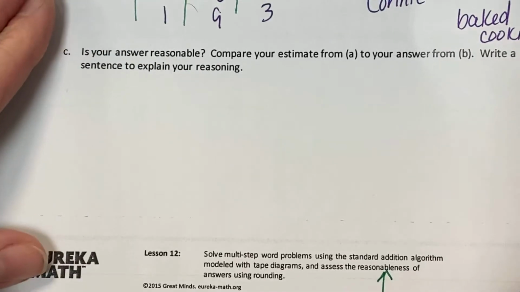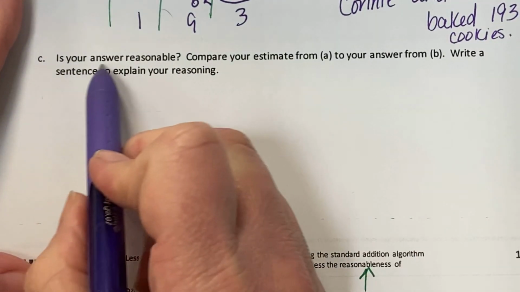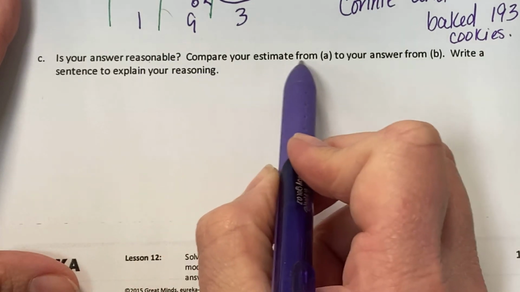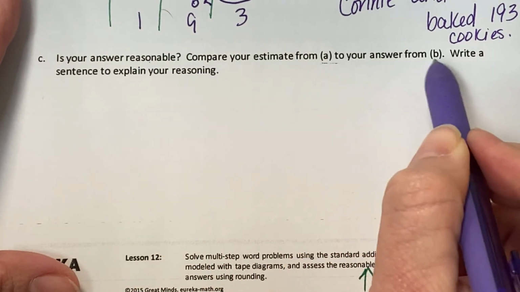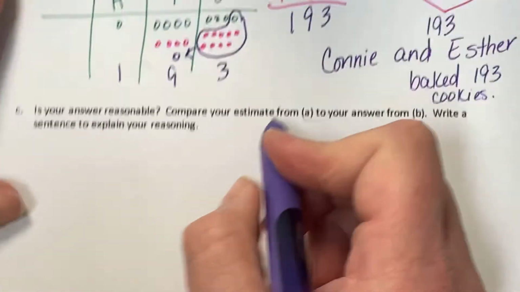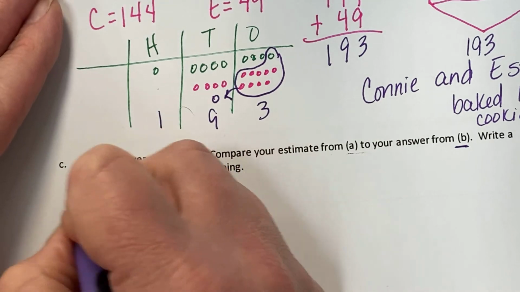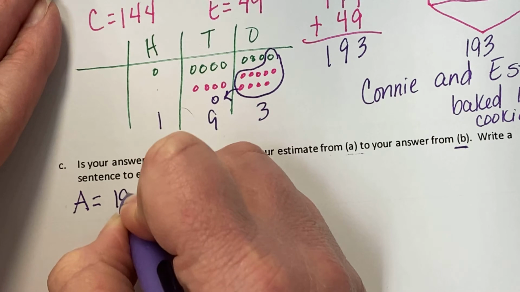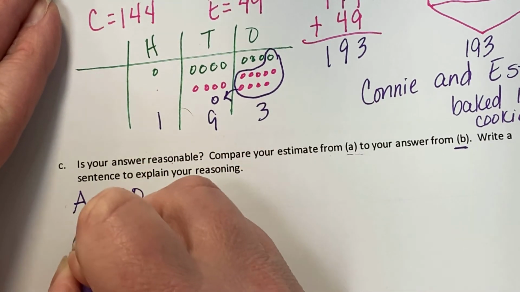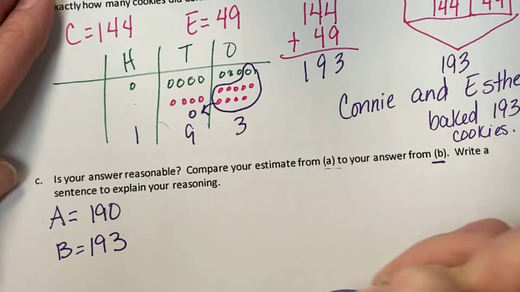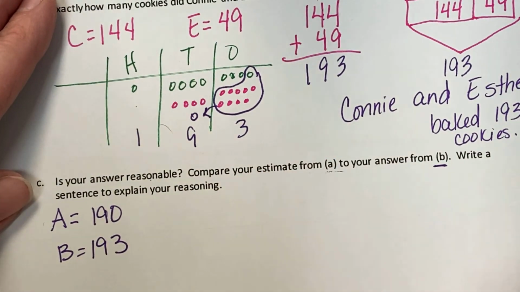So let's see what question C has us doing right now. Is your answer reasonable? So, is it close to being right? Compare your estimate from A to your answer from B. Write a sentence to explain your reasoning. Well, my answer on A equals 190. B equals 193. Well, that's really close, isn't it? So write a sentence explaining.